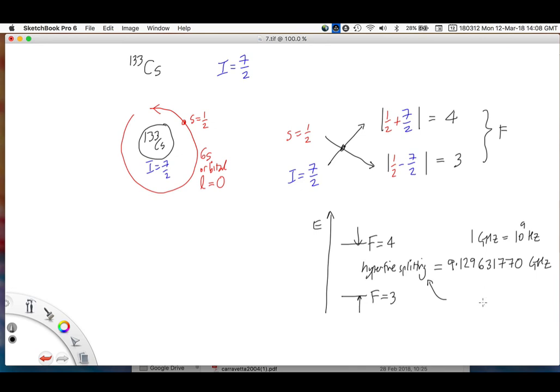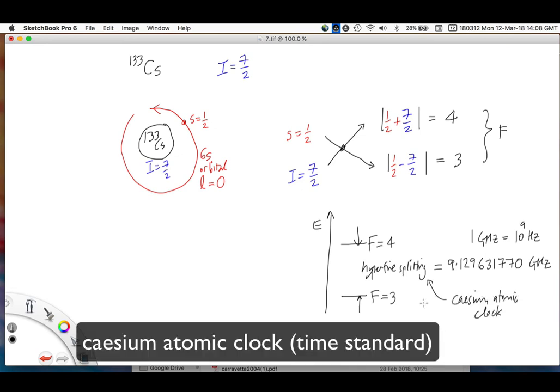This hyperfine splitting is the basis of the cesium atomic clock, and in fact the second, the unit of time, is defined as 9.129631770 times 10 to the 9 periods of the cesium atomic clock.